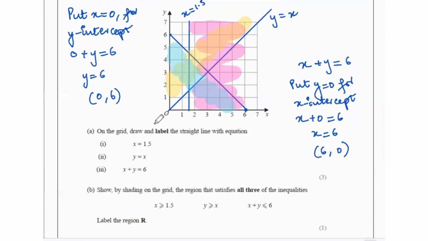Now we have to pick that region for R, which shows the overlapping part for all these 3 inequalities. And as you can see, the overlapping part is this triangle in the middle, which is the case in most of the inequality questions. It's the part that's right in the middle of the 3 lines.